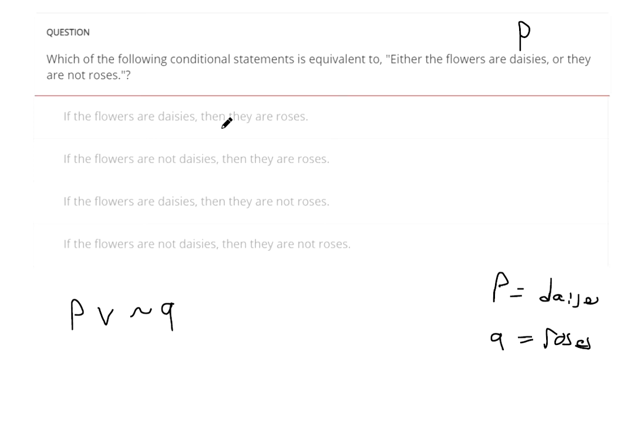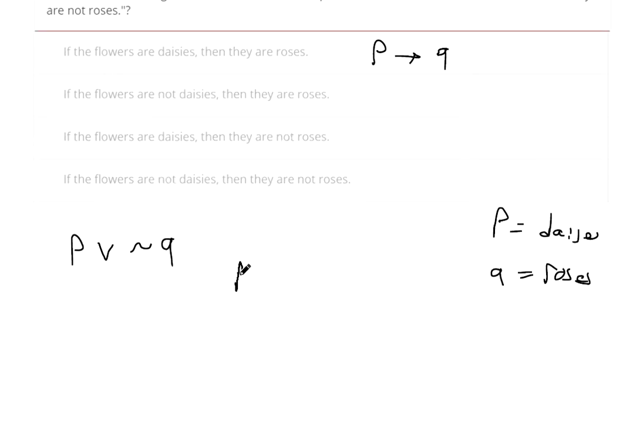So this one says, if the flowers are daisies, then they are roses. So the word then is implying the conditional statement here. P implies Q, so we need to draw an arrow. The flowers are daisies, then that means they must be roses. That's P implies Q. So we could check that real quick if we make a truth table.